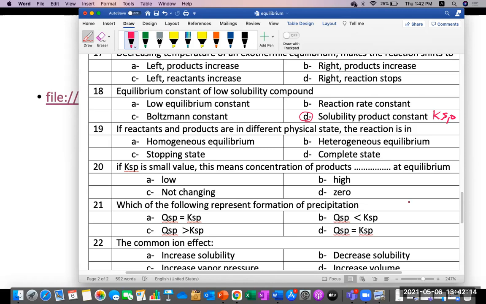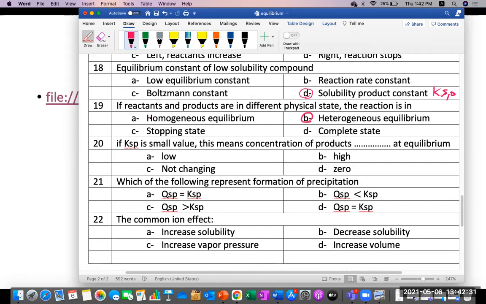If reactants and products are in different physical states, this reaction is heterogeneous. If we have all the reactants and products in the same phase or physical state, it will be homogeneous. If we have different ones, it will be heterogeneous. KSP, the solubility product, is a special case of K equilibrium, and it is written using the concentration of the ions. If KSP is a small value, it means that the concentration of the ions is very small, so the concentration of the product is very low.